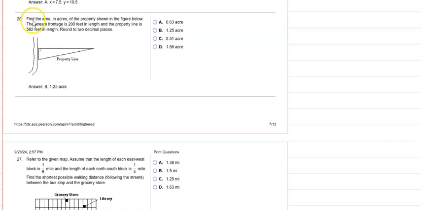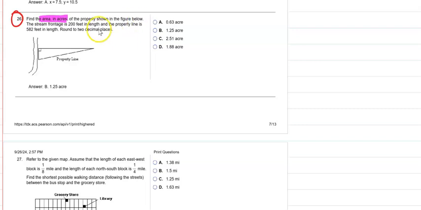Okay. Question number 26. Find the area in acres. So in this question, you're looking for the area in acres. Okay, but remember that the dimensions of this triangular property are given in feet. So let's see which one is how many feet.